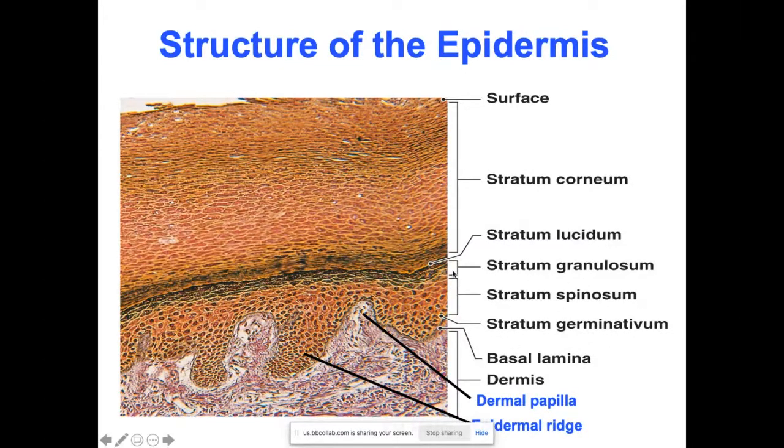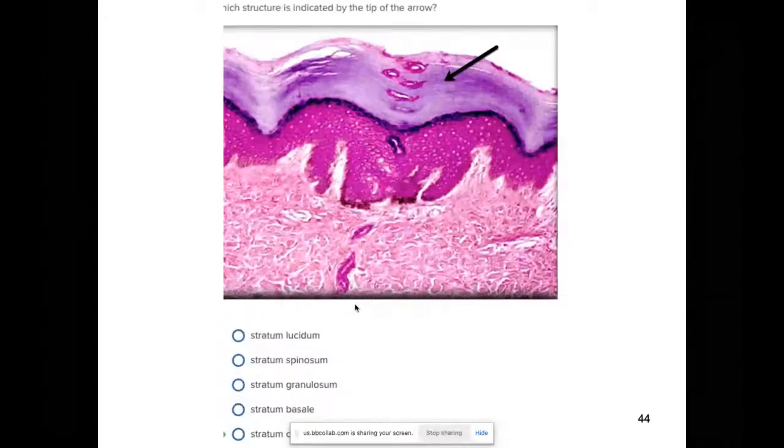The stratum granulosum, it looks grainy, it looks granular, and those granules produce some oil secretions as well. The stratum spinosum has a spiny look, and then the stratum germinativum, also referred to as the stratum basal layer. This is where your stem cells are. And then you have these dermal papilla. These dermal papilla are involved in giving you a unique fingerprint.